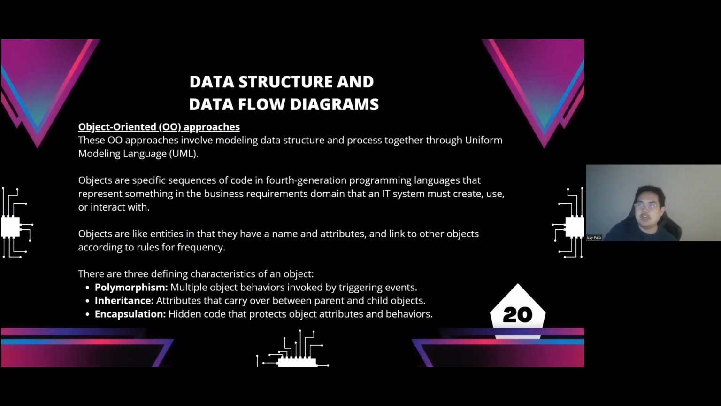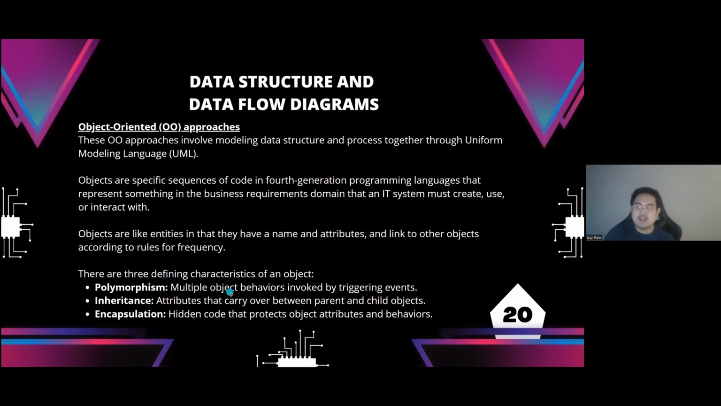So we also have the object-oriented approaches. The first two approaches are traditional, and this is object-oriented. Object-oriented involves data structure and process together using UML, or Unified Modeling Language. If you are familiar with our previous subject with Sir, we discussed UML, so I hope you're familiar with that. Objects are specific sequences of code in fourth generation programming languages that represent something in the business requirements domain that an IT system must create, use, or interact with. Objects are like entities, in that they have a name and attributes and link to other objects.